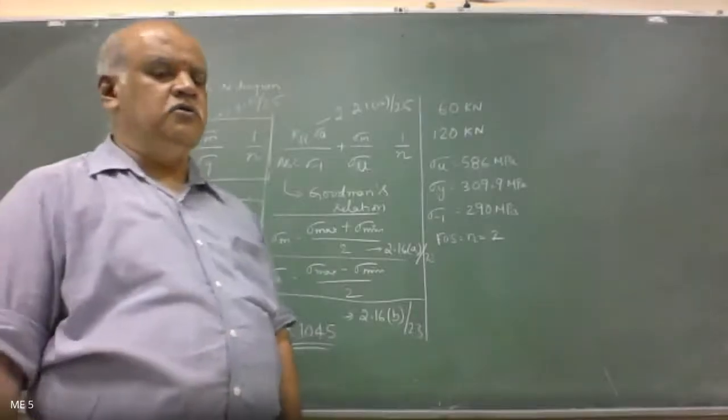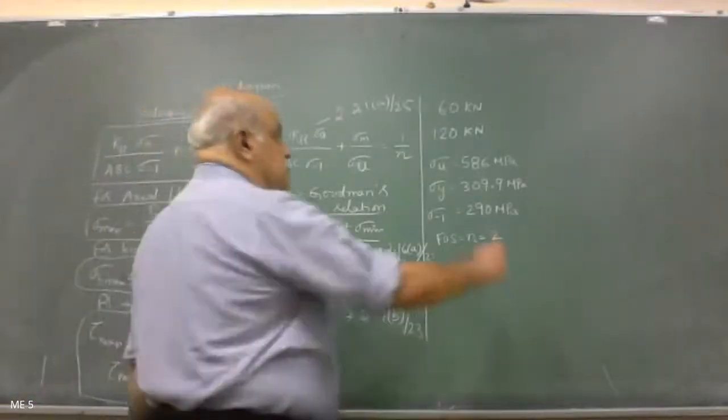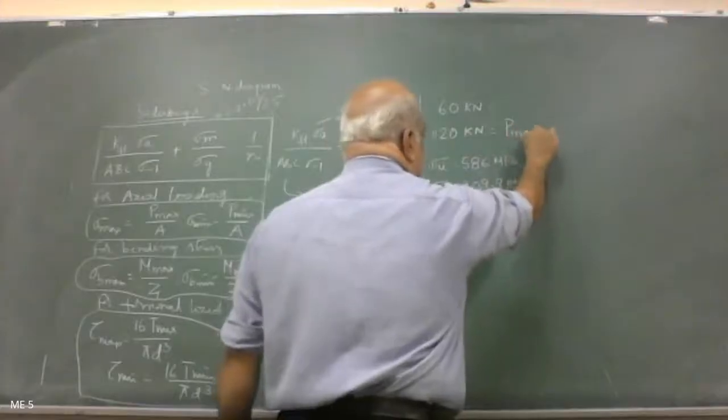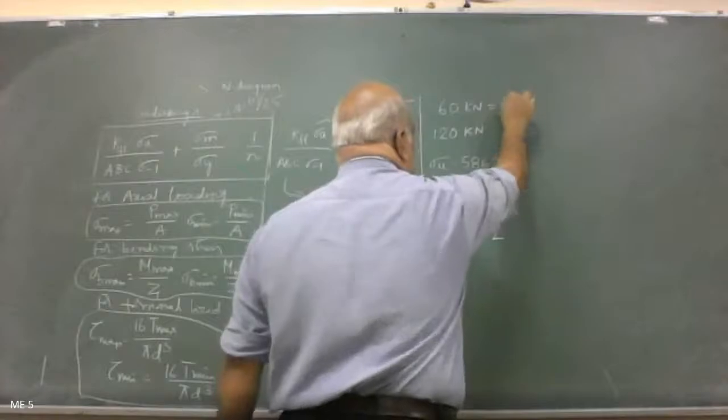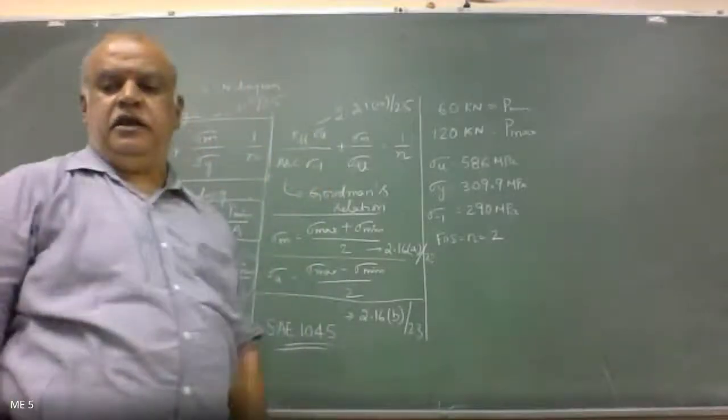SAE 1045 steel rod is subjected to a tensile load that varies from 60 kilonewton to 120 kilonewton. Which is maximum load and which is minimum load here? 120 kilonewton is the maximum load. That is P max. Minimum load is what? 60 kilonewton. Okay, next step.